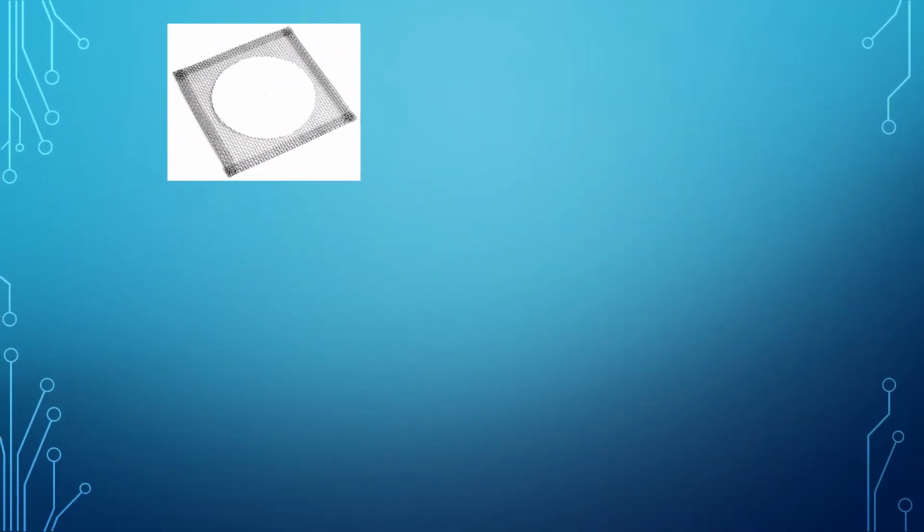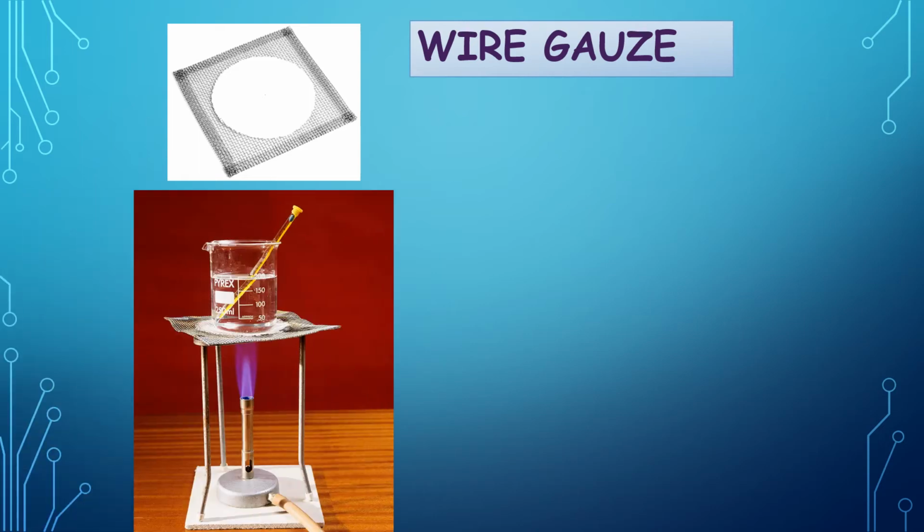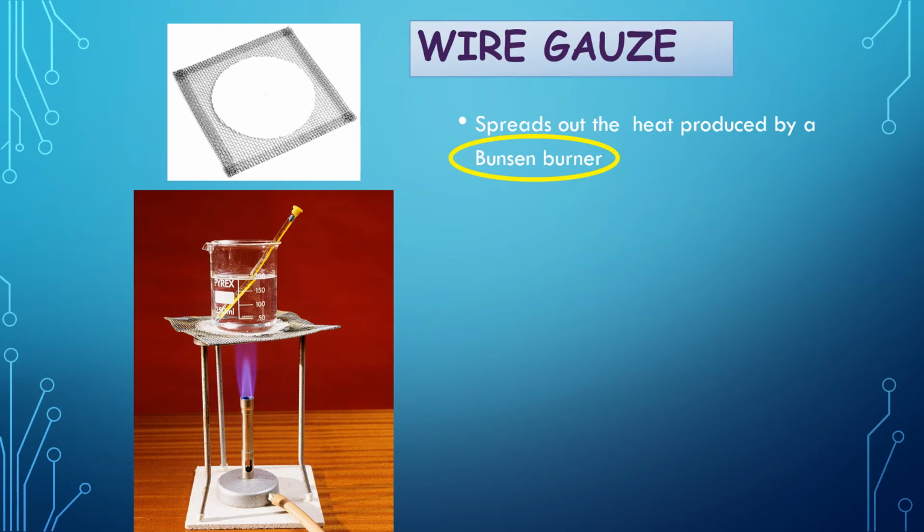What about this one? What is the name? It is called wire gauze. What is the function of wire gauze? Okay, so let us see the setup here. Wire gauze spreads out the heat produced by a Bunsen burner. So you have here the word Bunsen burner. Let us see where's the Bunsen burner in the setup. It's this one. If you are going to light it, it will produce heat there. So the wire gauze will absorb the heat and then spread it out.